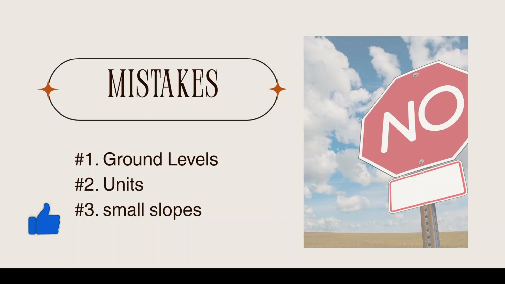The first mistake is using ground levels instead of invert levels. You are supposed to always use invert levels, not the ground levels. The second mistake is the use of wrong units. Make sure that units match at all points. If they're in meters, meters must match meters. Do not mix meters with millimeters or other units. The last mistake is the use of too small slopes, because when the slope is very, very small, it causes blockages and sedimentation. So there should be a good range of slope to be adopted.